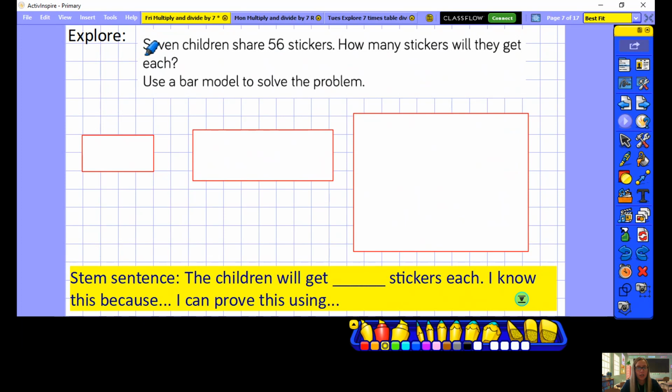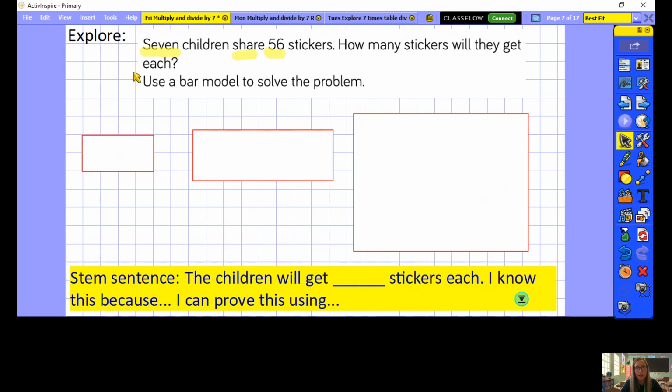So let's have a look at the key information. So the key information is there are 7 children and they are sharing 56. That word share is quite important as well, because it helps us to understand what type of problem we're doing here. So 7 children share 56 stickers. How many will they get each? So our calculation is going to be 56 divided by 7 equals, okay?